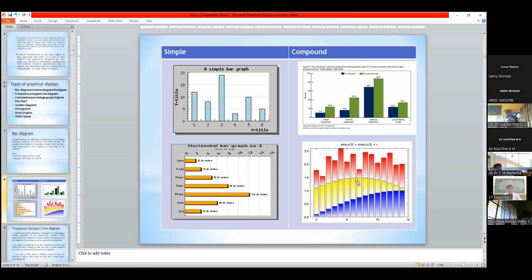Your bar diagram could be either simple or compound. The idea of a compound diagram is that you save time as well as space. Otherwise, you would have to show each variable individually, and there would be many graphs. When you show a compound graph, it indirectly gives the idea of a comparison between two variables for a particular issue. So a compound graph gives a better idea than a simple graph. This is how you can represent bar diagrams or bar charts.